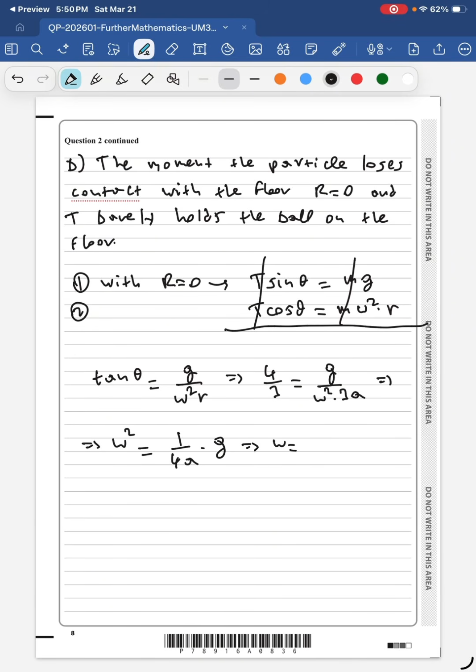So omega becomes equal to 1/2 the square root of g over a. And actually, we have to say that omega must be less than 1/2 square root of g over a to remain in contact. Okay, and this was question 2.